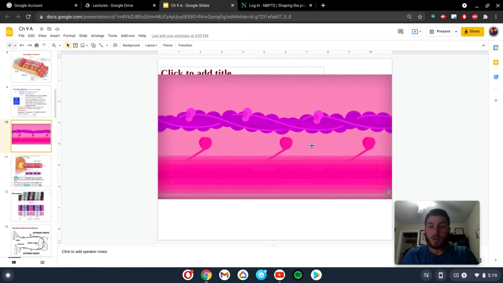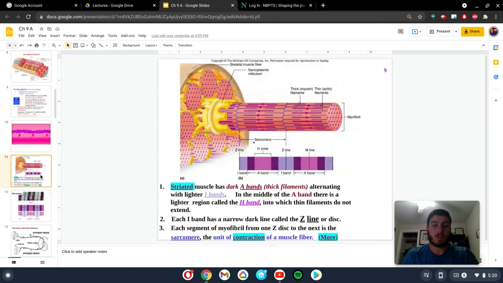We have myosin, the golf club shaped looking protein here. Actin, the dark purple looking bead like shape. And then we have the troponin and tropomyosin right here, which is the light purple shape. So that said, if you have any questions on this section, you can let me know.